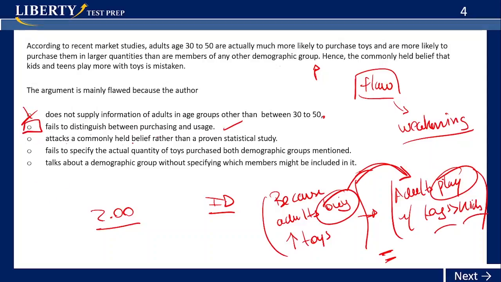Letter C. Attacks the commonly held belief rather than a proven statistical study. No, I mean, there's nothing wrong with attacking or with criticizing or with trying to weaken a commonly held belief. So the author is actually doing okay trying to weaken a belief, because a belief is a claim, an opinion. So he's trying to weaken an opinion, and that's totally fine. So that's not a problem.